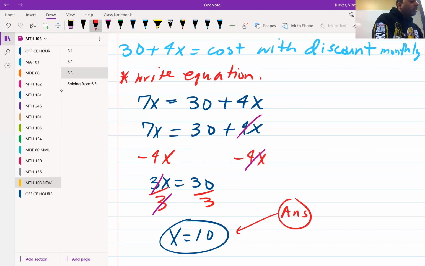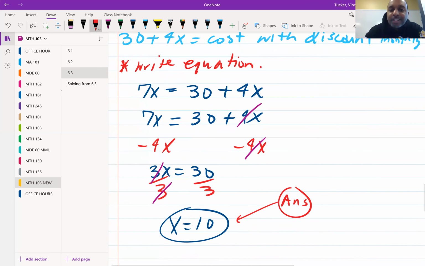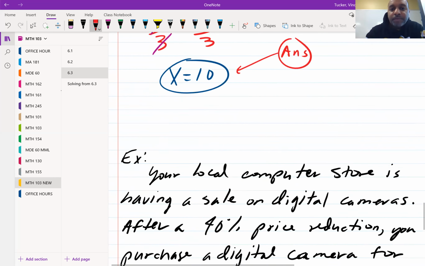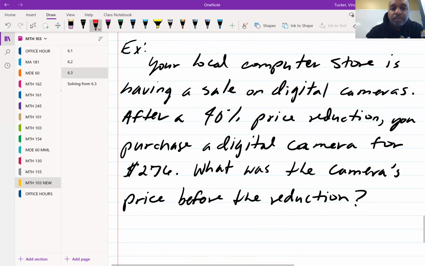This class at what? 11. Oh, we got plenty of time, don't we? All right, let's at least do one more word problem. This one's shorter.